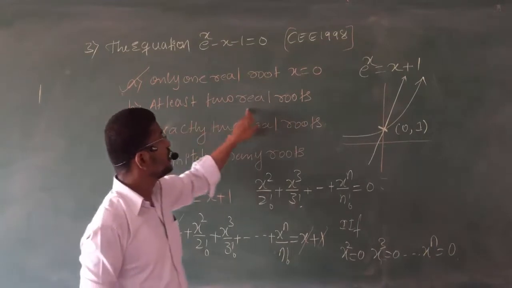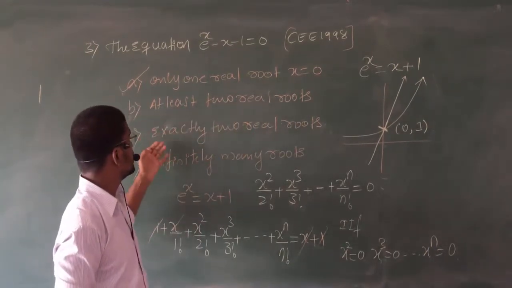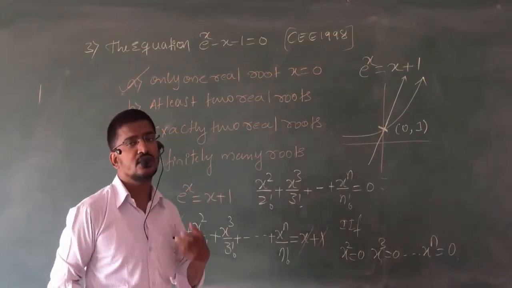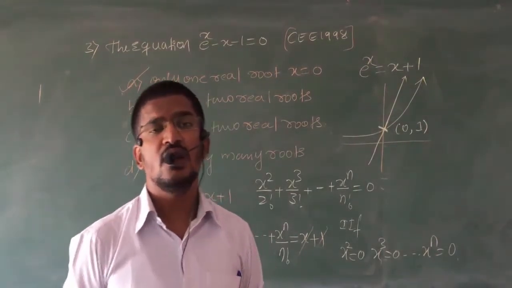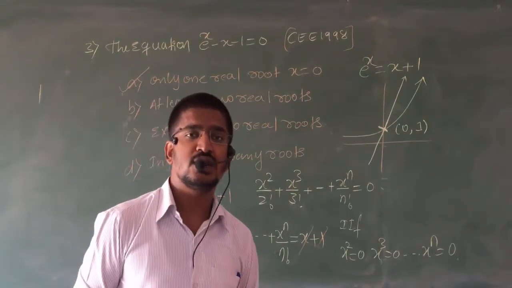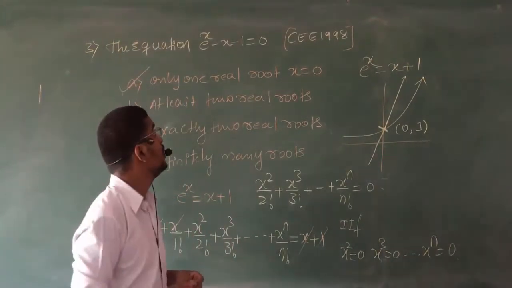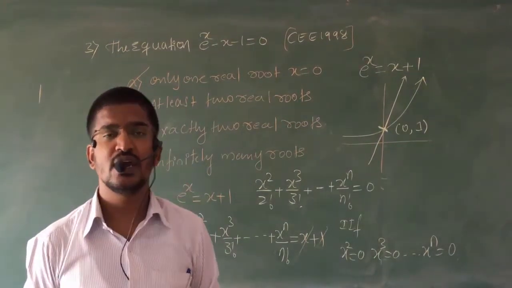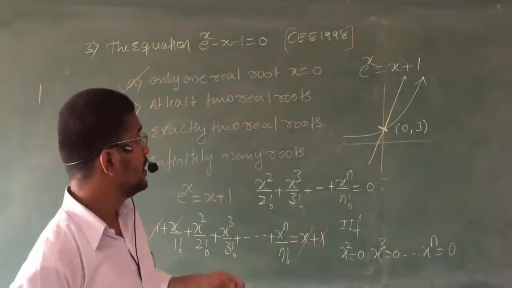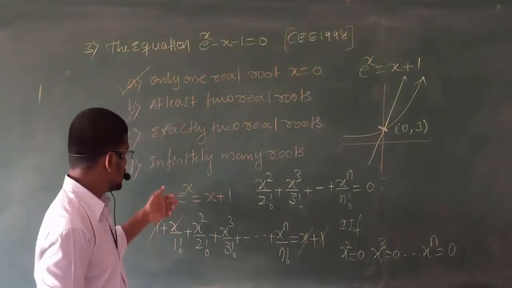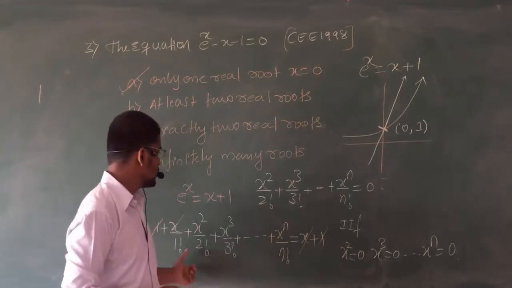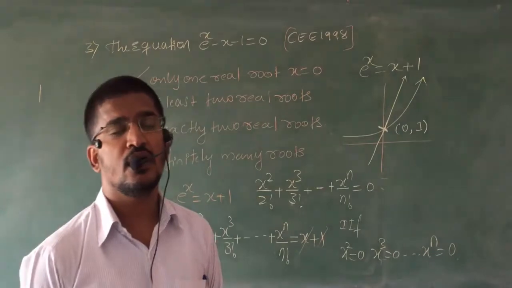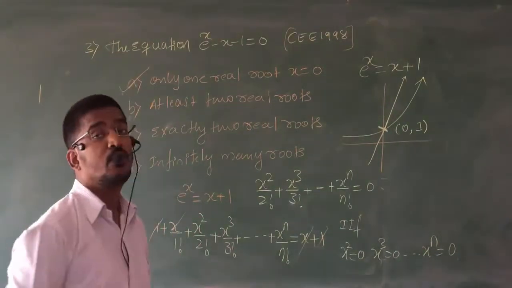At least two real roots, no problem, it is not your answer. Exactly two real roots, no, it is also not your answer. Infinitely many roots, that is also not your answer. Therefore, it is having only one solution, that is x equal to 0, and it is only one root, no other root is possible. You can solve it by the graphical representation, or you can solve this by putting the formulas of e raised to x and simplifying those terms. Okay, now let us move to the next problem.